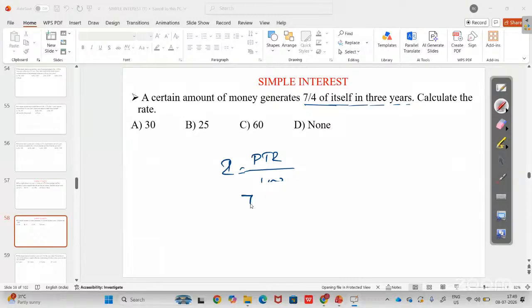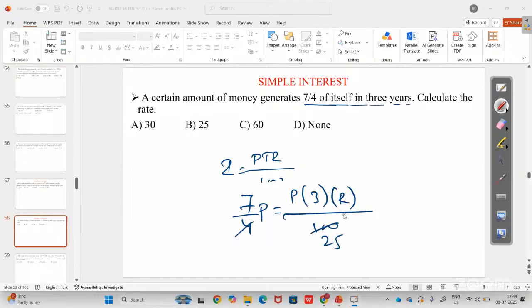Interest I am getting is 7 by 4th of principal. Here P, time period equal to 3 years, R divided by 100. 4 ones are 4, 25. Then that will be equal to, P is also cancelled.